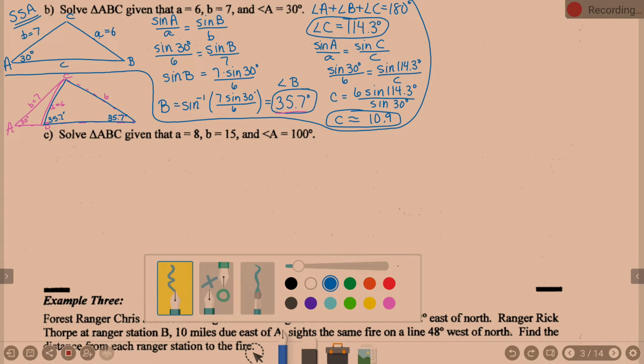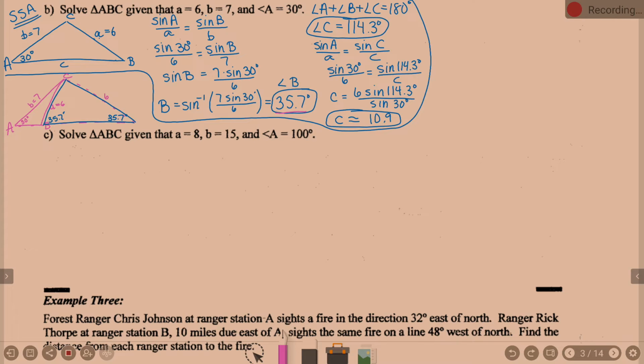Is it okay if I leave that blue on there? I think I might leave that on there. Okay, so in order to find our angle B in this triangle, we had to do 180 degrees minus the previous angle B.